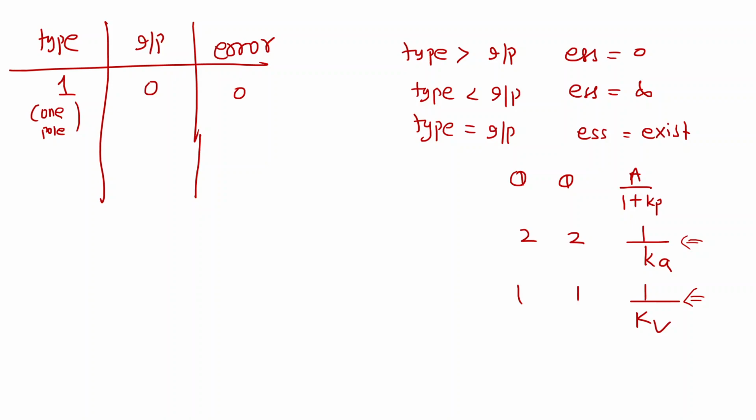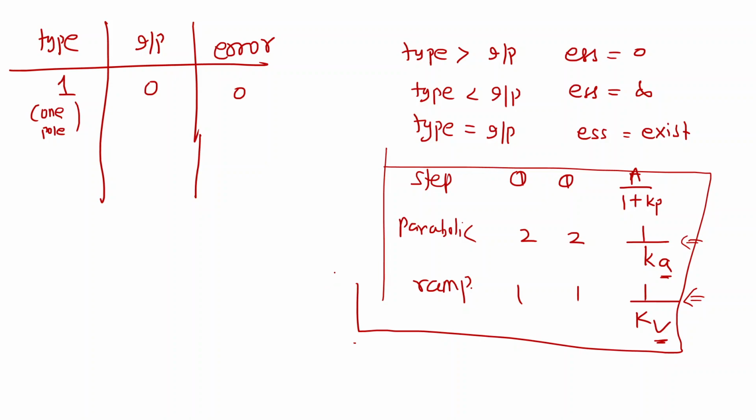Sir, after 0 why did you take 2 directly? After 0, 1 will come. No, just 0, 1. I have just changed the sequence, it's not a problem, sir. This is acceleration, I have written acceleration, this is velocity. Okay. This is step, this is parabolic, and this is your ramp signal. Got it, now is it clear?